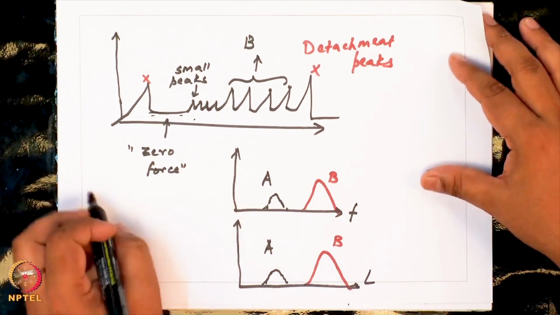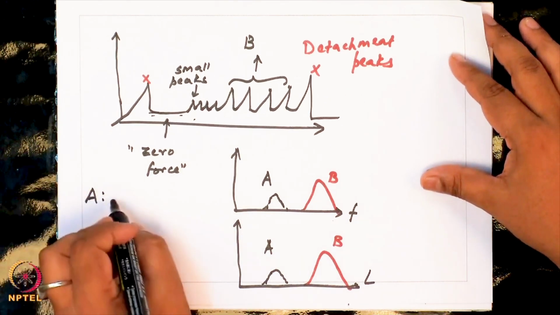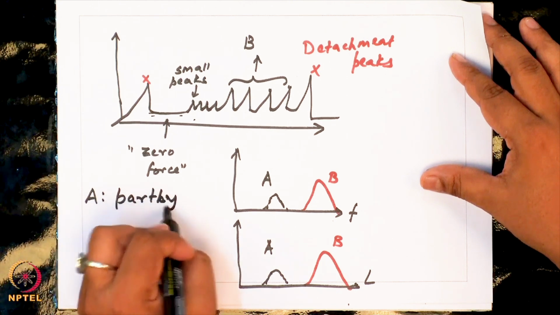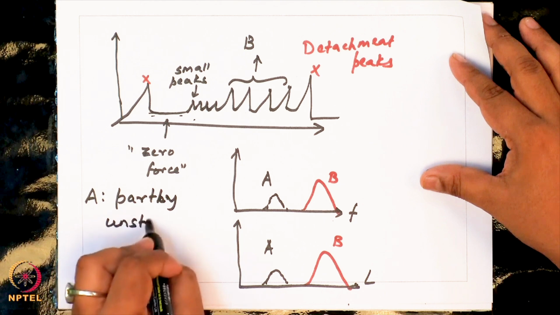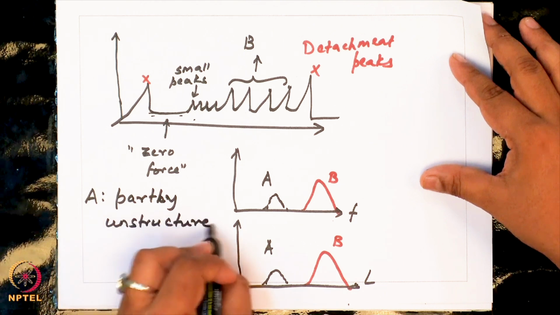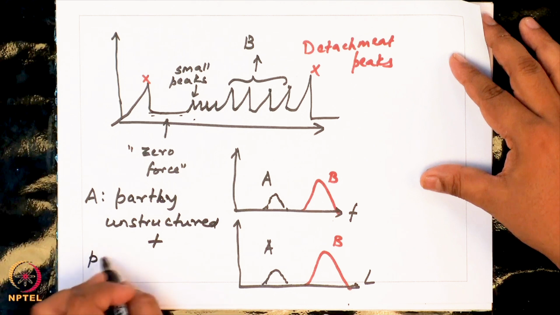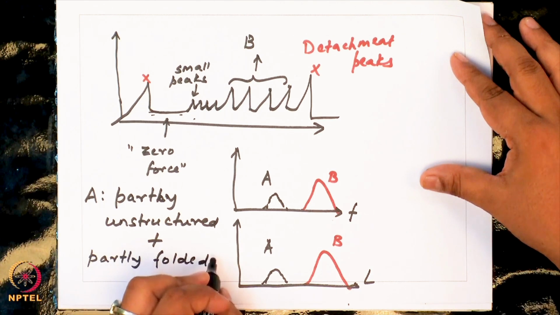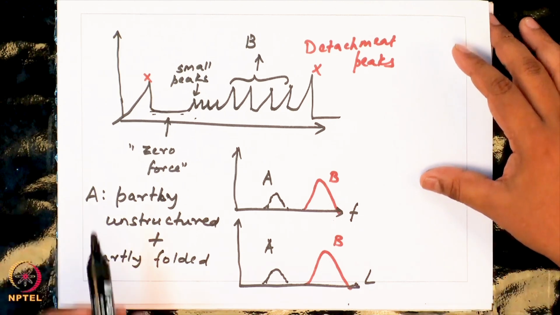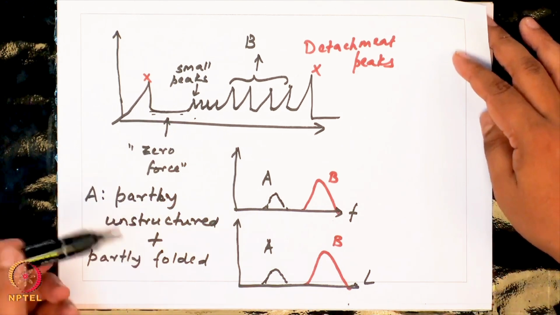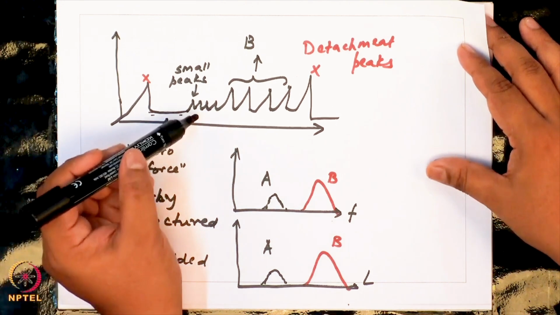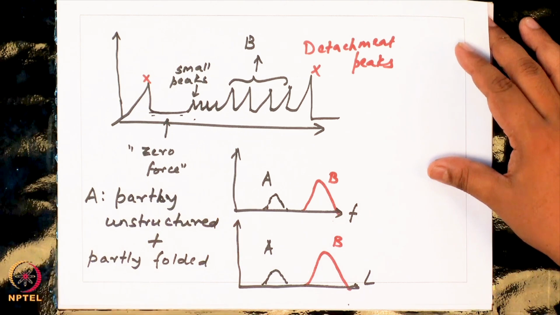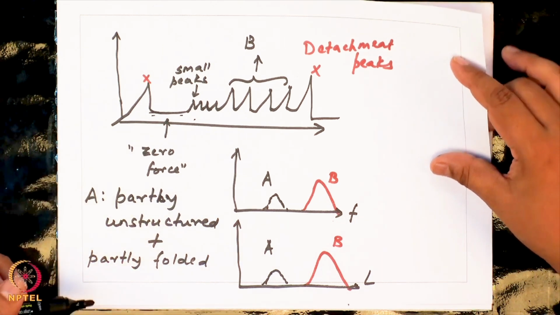So, what this suggests is that this particular A is partly unstructured plus partly folded. It suggests that you have two zones of A, maybe one part of which does fold and that requires a smaller force to unfold, and another part of it which is unstructured. This might be another possibility.